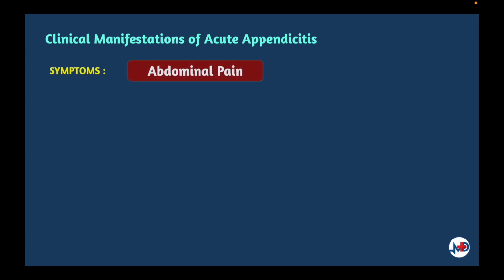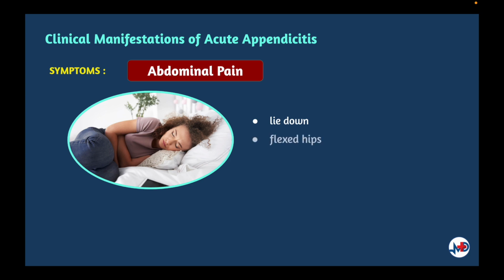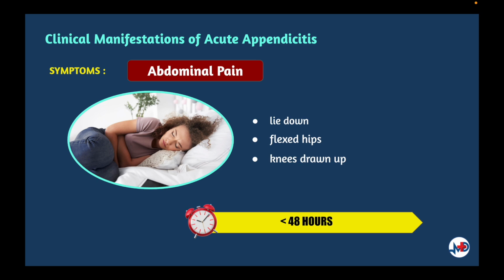The most common symptom is of course abdominal pain, which typically begins as periumbilical or epigastric, then migrates to the right lower quadrant. Patients usually lie down with flexed hips and draw their knees up to reduce movements and to avoid worsening their pain. The duration of symptoms is less than 48 hours in approximately 80% of adults, but tends to be longer in elderly people and those with perforation. Associated symptoms include fever, nausea or vomiting, and anorexia.